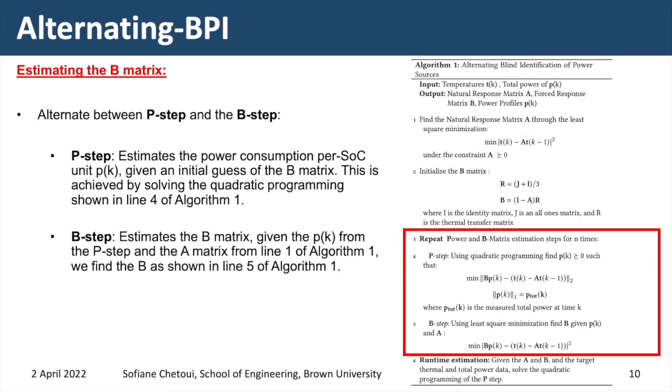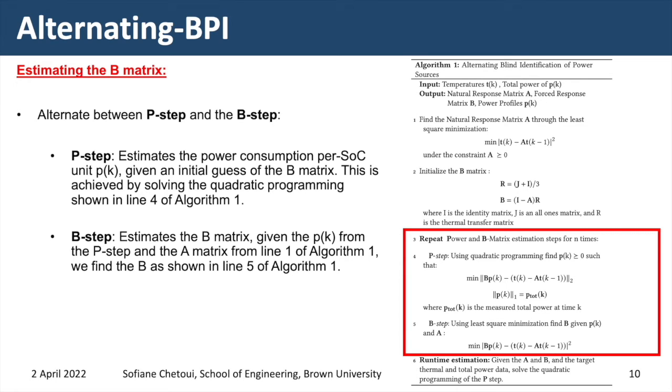And then the other constraint is that all the Pk values should be positive because power should be positive. The number of unknowns in here, since we are trying to find the power, is equal to the number of power sources times the number of time samples. Then in the next step, the B step, we try to estimate the B matrix given the Pk from line 4.